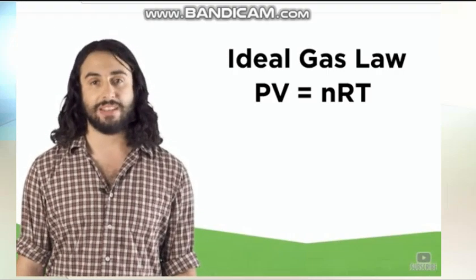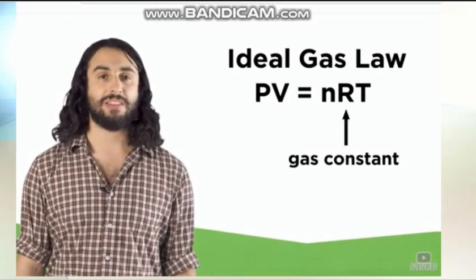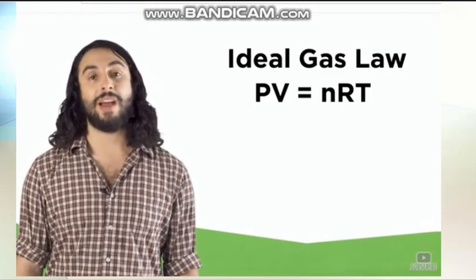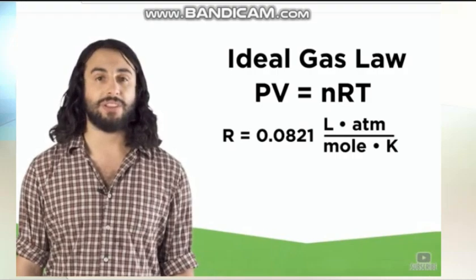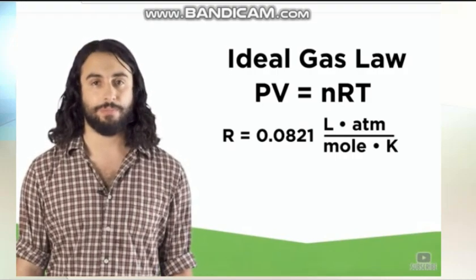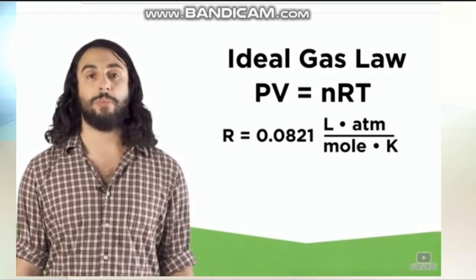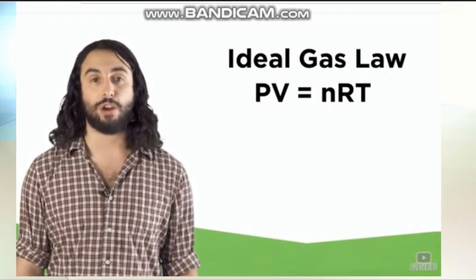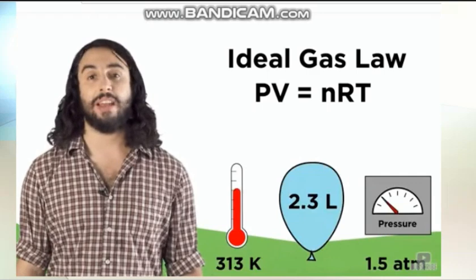This also contains the gas constant R, which makes these calculations intelligible in our man-made units. There are a number of values for R depending on the units, but we will predominantly use this one. This equation is useful when we aren't looking at a change, but just to know the values of all 4 variables at once, like in this case.